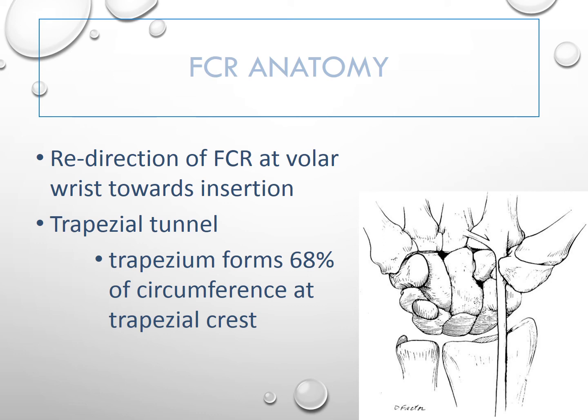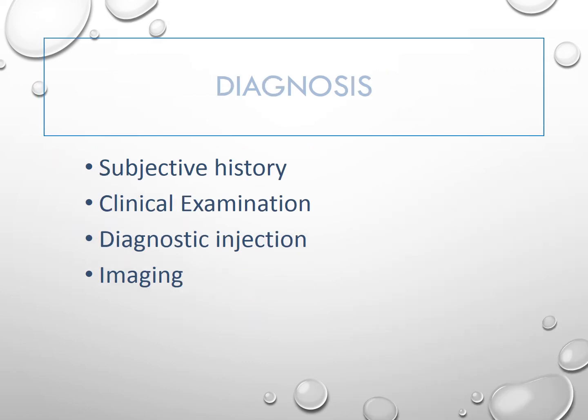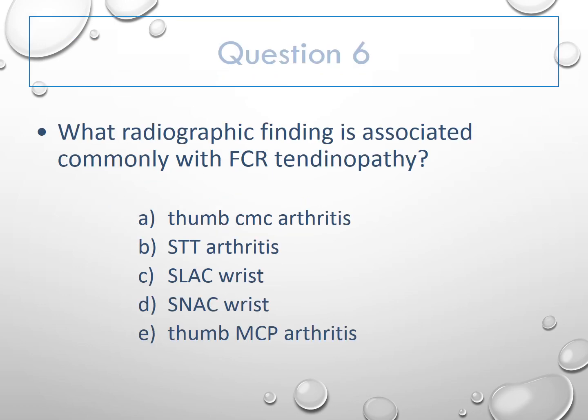FCR anatomy, as we could see here on the right-hand side, shows that it goes through a fibroosseous tunnel and then it attaches to the second metacarpal, going through the trapezium, as there's a trapezial tunnel. Diagnosis is subjective history, clinical exam, diagnostic injection is helpful, and imaging.